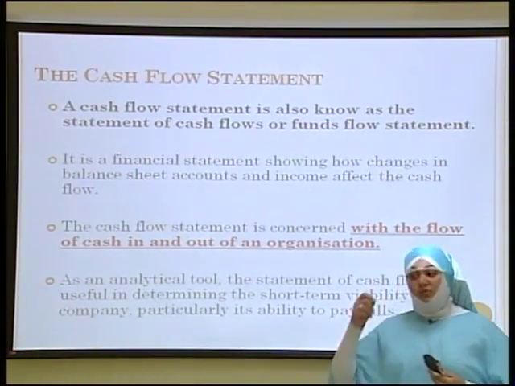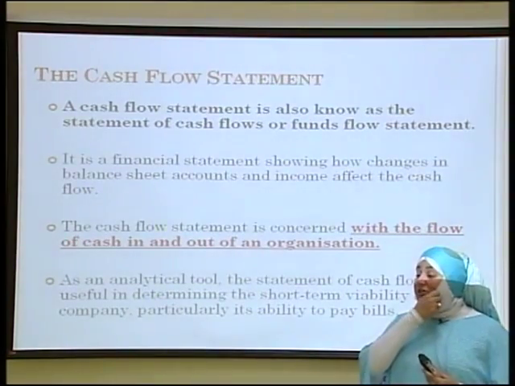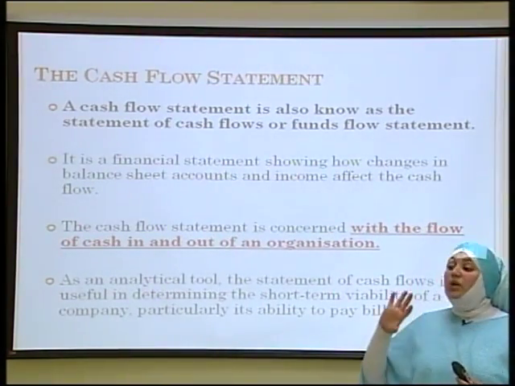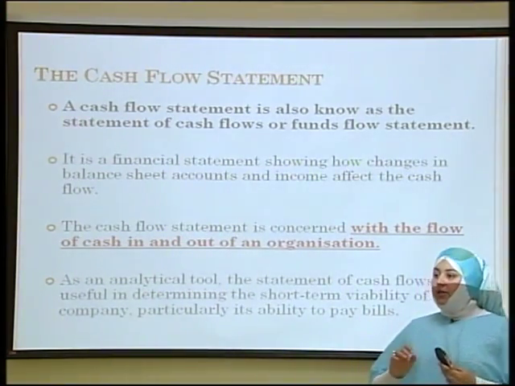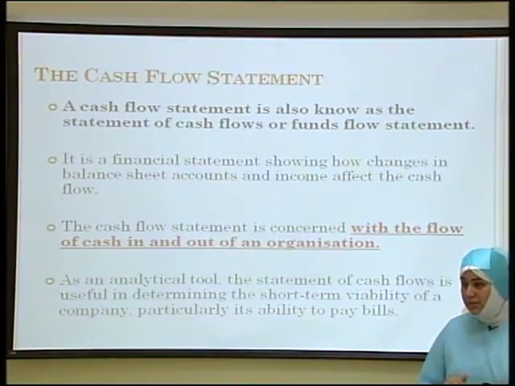This is very important. So the cash flow statement is very important for this because it helps me to decide on our liquidity position, the cash balance. Do you have any questions concerning this session? Any questions? No. Is it clear?